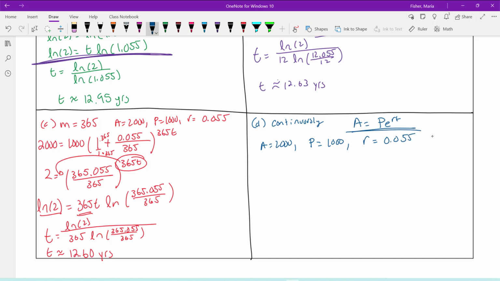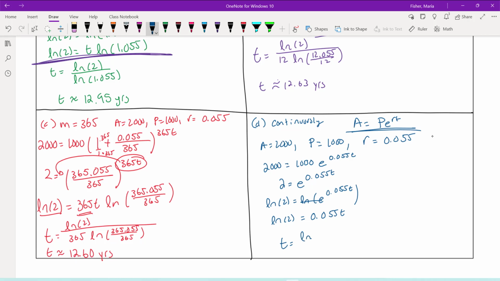So plugging it into this formula, we get 2,000 is equal to 1,000 e to the 0.055 t. Dividing both sides by 1,000, we get 2 is equal to e raised to the 0.055 t. Taking the natural log of both sides to solve this. Here the natural log and e are going to cancel because they're opposites. And we end up with the natural log of 2 is equal to 0.055t. Dividing both sides by 0.055 to solve for t.